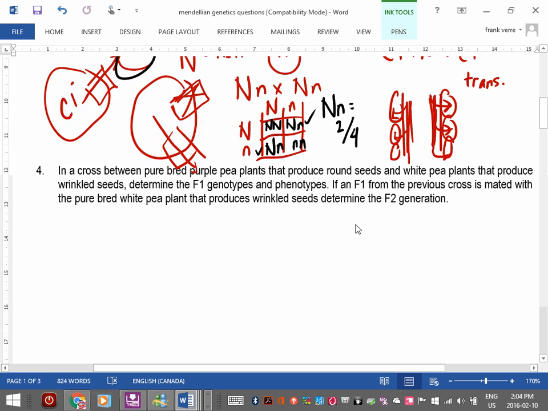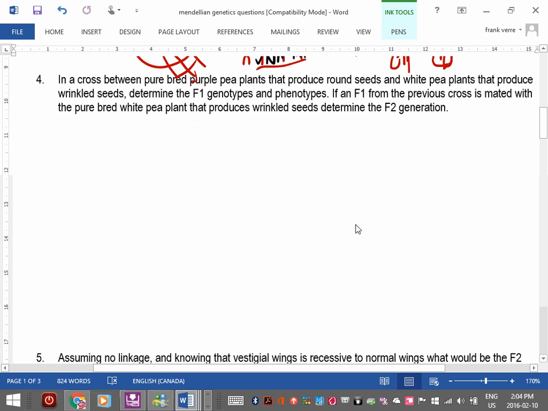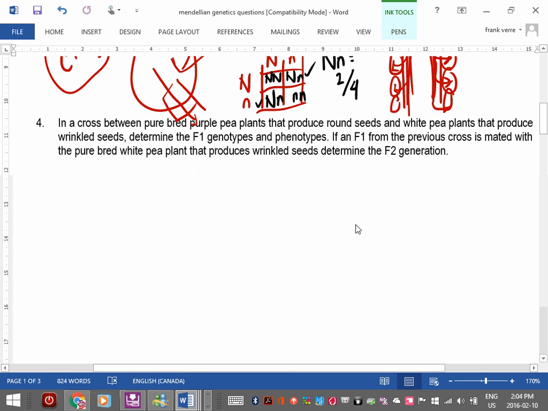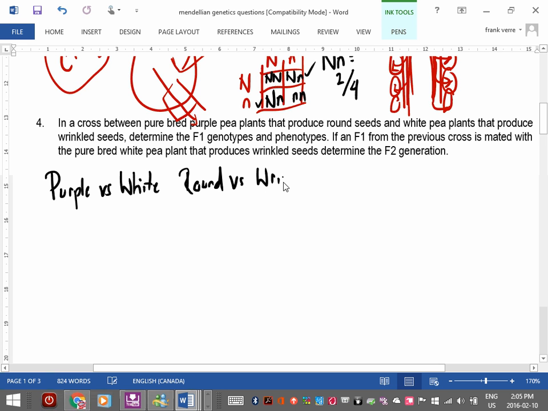Last question. Now this one's a dihybrid cross. So we have 2 types of characteristics, right? We have color, and what's the other one? We have purple versus white. And we have round versus wrinkled.